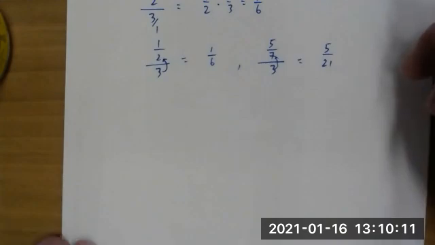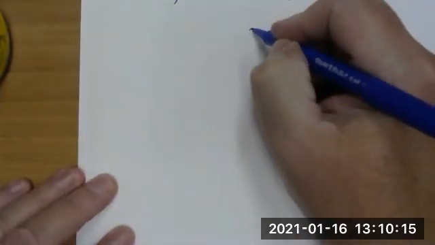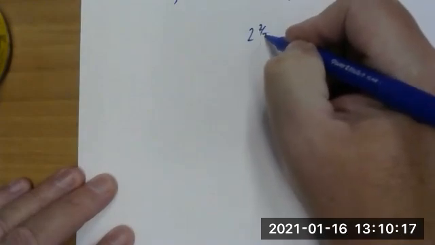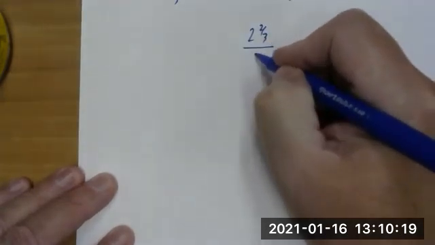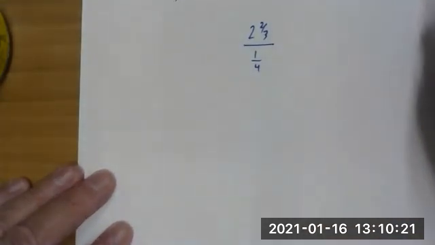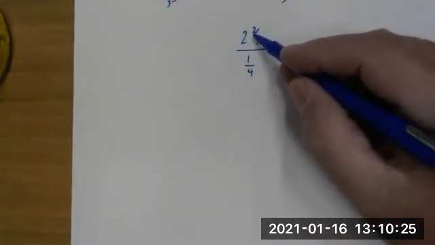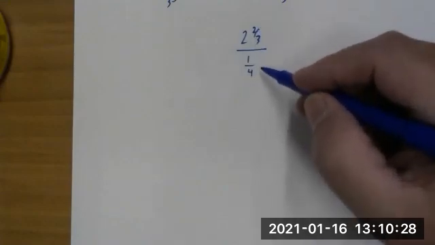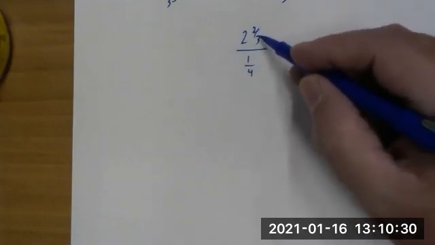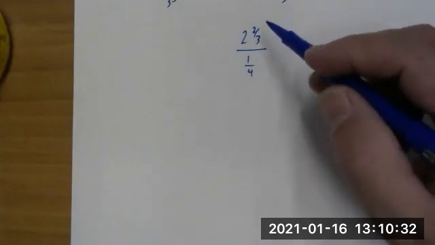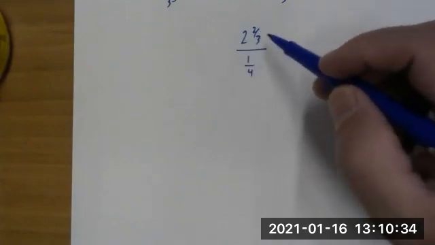All right, just for fun, let's do one last problem. How about 2 2/3 divided by 1/4? How do you think we would go about simplifying that? So I got a mixed number in the top, fraction at the bottom. So it's almost like I have a complex fraction, but as a part of the complex fraction, I have a mixed number.